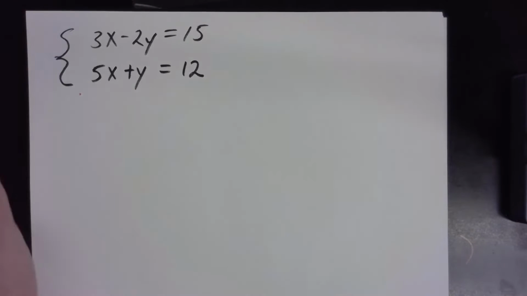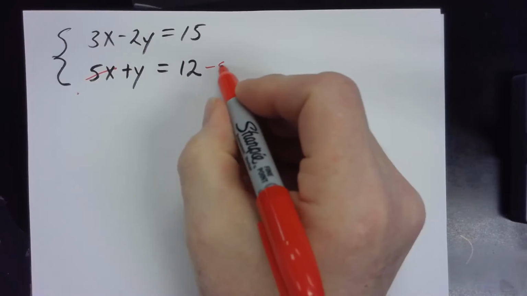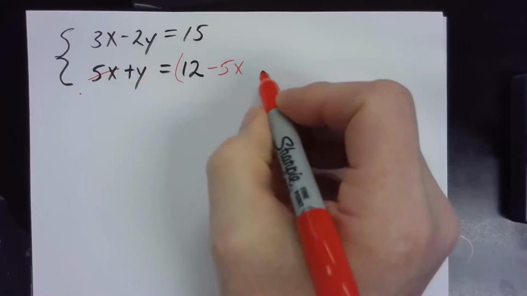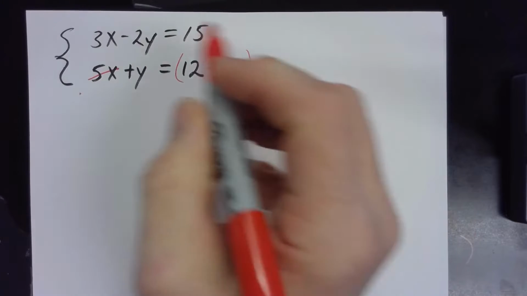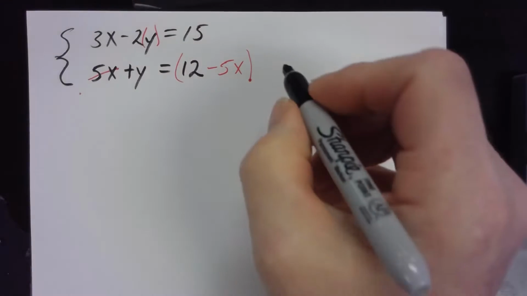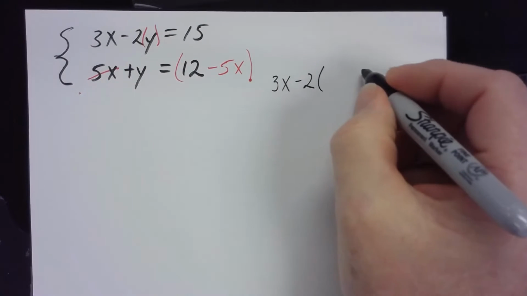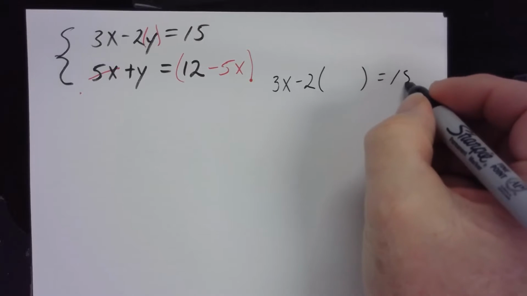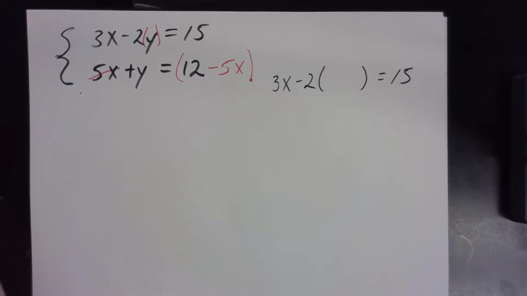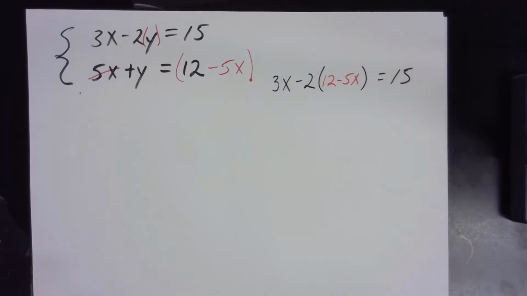So here, I'll do it in red. We're just going to subtract this 5x from both sides. And then we should be able to substitute that right here where y is. And we're going to use parentheses. Remember, parentheses are our friends. 3x subtract 2, big set of parentheses, equals 15. And then we're going to put that 12 subtract 5x right there.